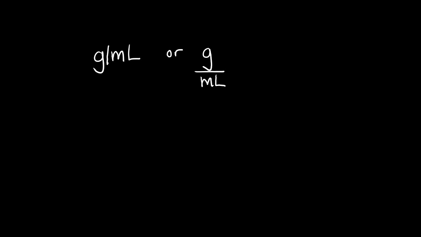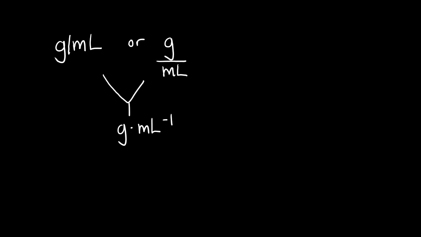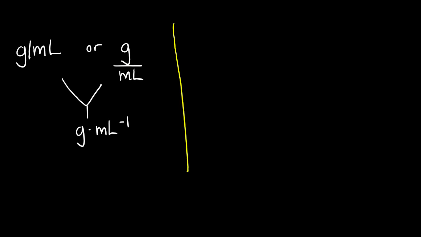In the context of real units, you've likely seen grams per milliliter for density. Both of these are equivalent to each other, and they can be rewritten in the form of grams times an inverse milliliter. This is similar to grams per cubic centimeter, rewritten also as a gram times an inverse cubic centimeter.